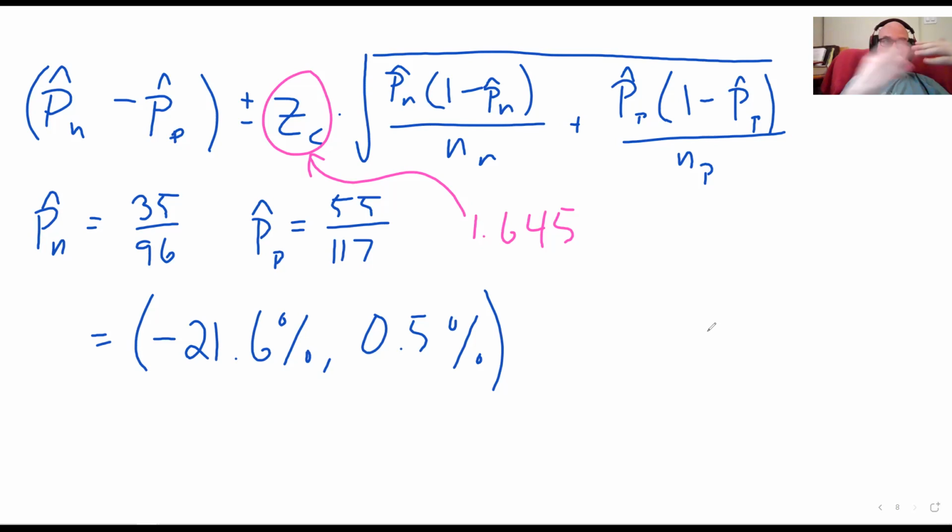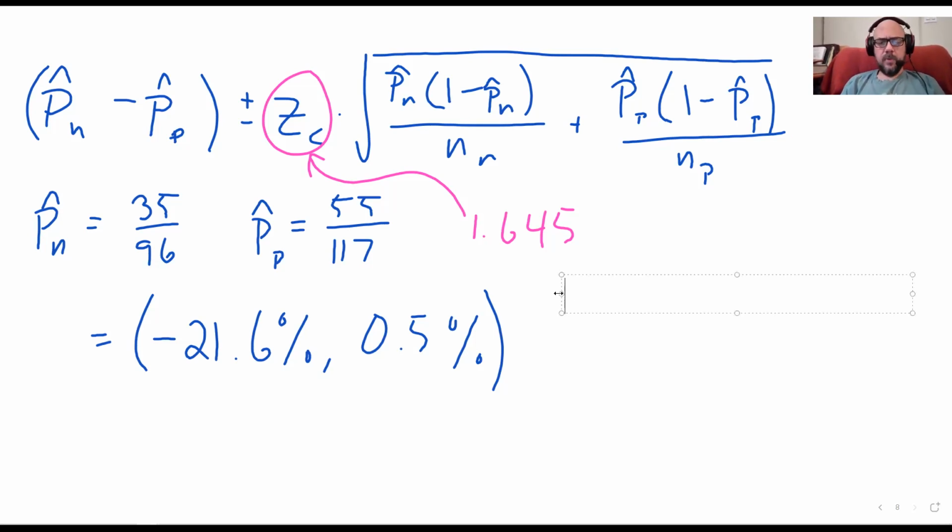Anyway, let me make a reasonable conclusion for this. So we're 90% confident that the difference in unemployment rate between non-pet owners and pet owners is between these two values, negative 21.6% and 0.5%, when we do non-pet owners minus pet owners. So the pet owner unemployment rate is bigger on this end, and this is the non-pet owner unemployment rate. It's bigger because we did N minus P. So let me get that down here.